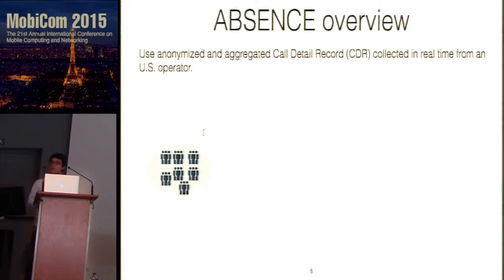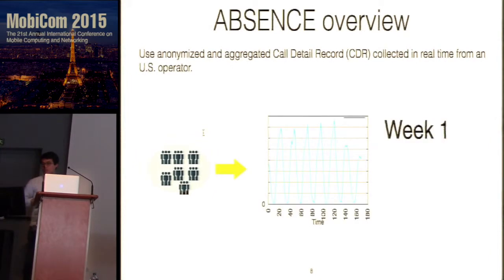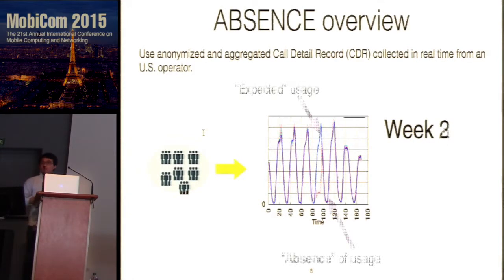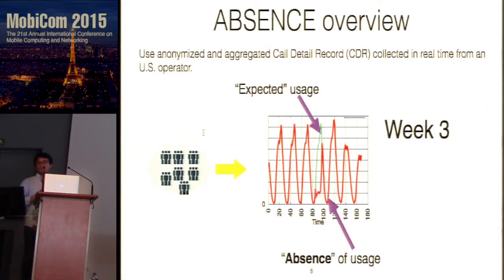For example, when you make a call, a CDR record will be generated in the network. So Absent uses CDRs to extract the usage from a group of users, and then uses the historical usage to build a predicted usage for that group. If the current usage is significantly lower than the expected usage, Absent will detect that as an anomaly.